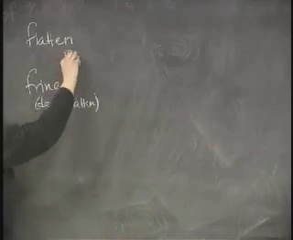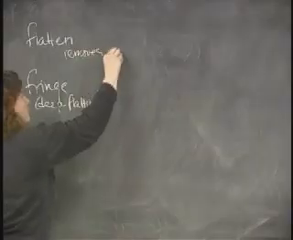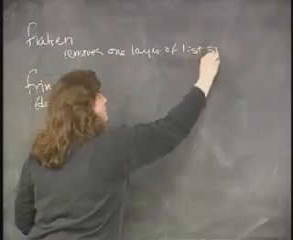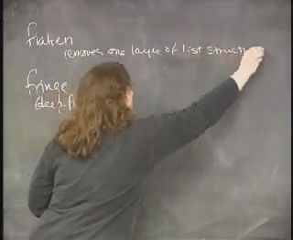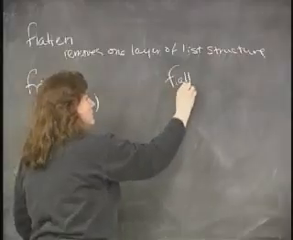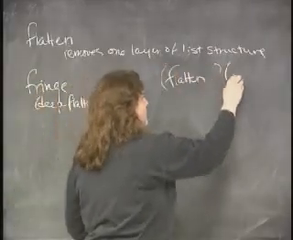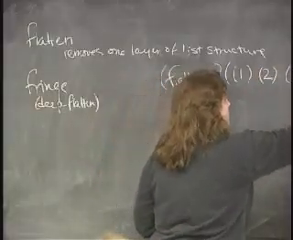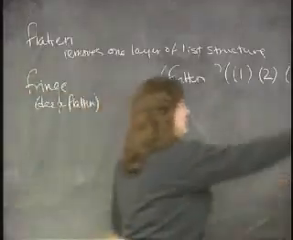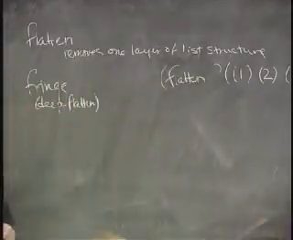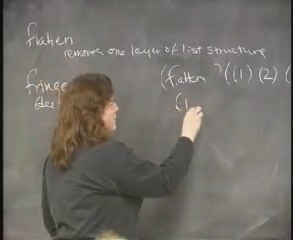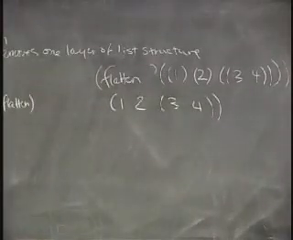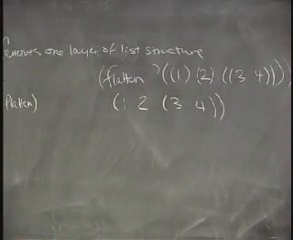And this is going to remove one layer of the list structure. So let's say we did a flatten on the list 1, 2, 3, 4. Well, what flatten would return is the list 1, 2, and then the list 3, 4. Okay, so it's not going to flatten everything out. It'll flatten that top layer, one layer only.